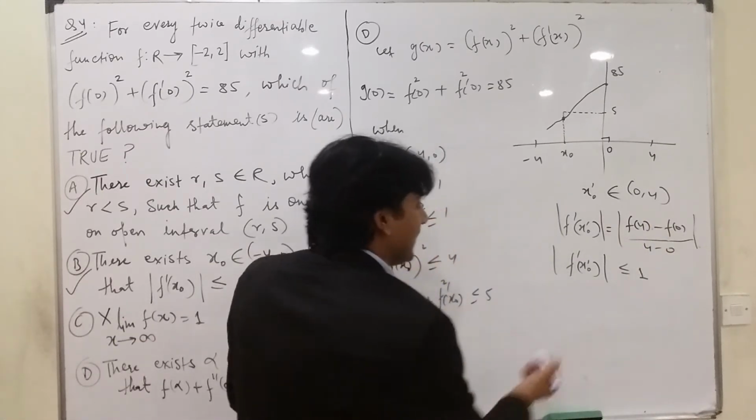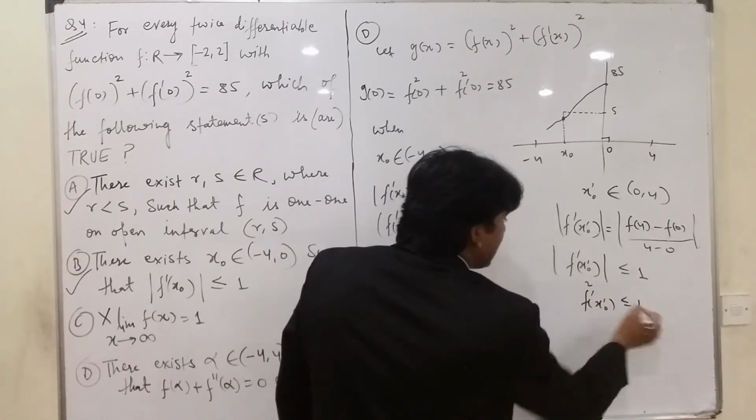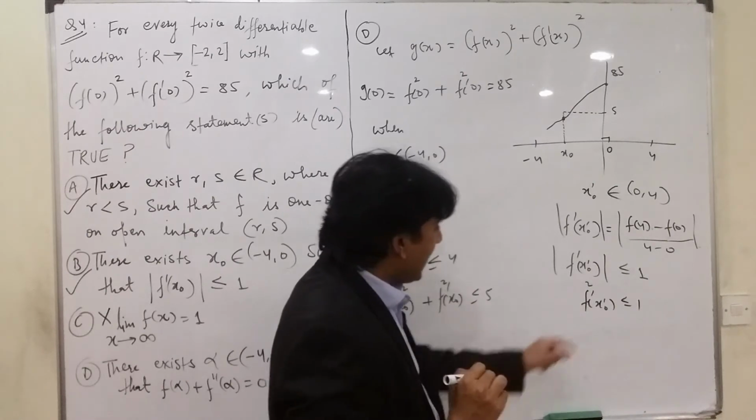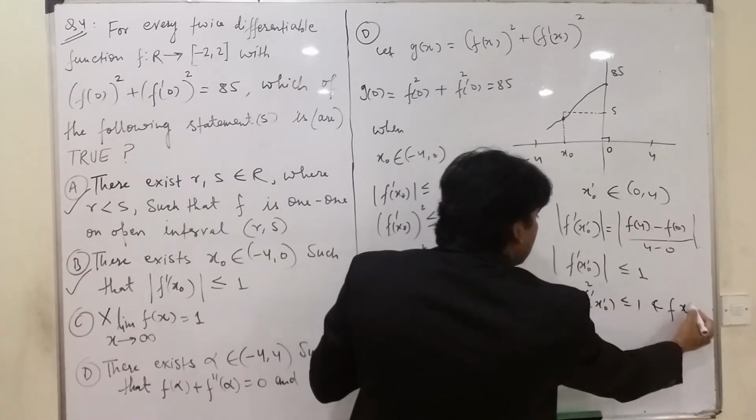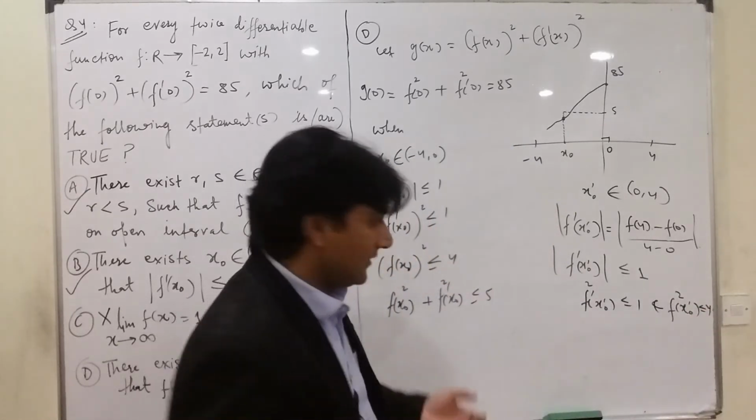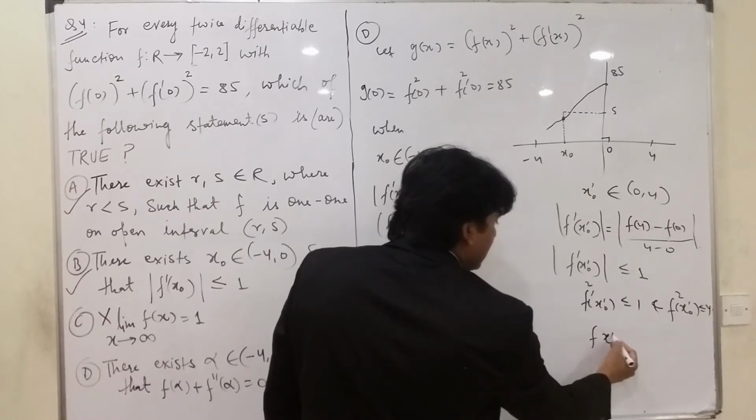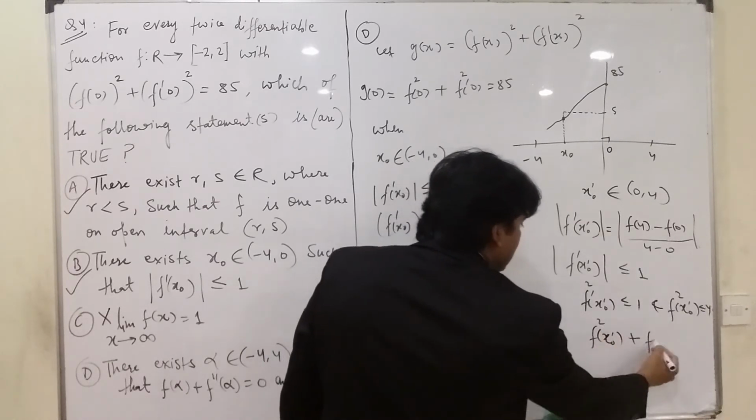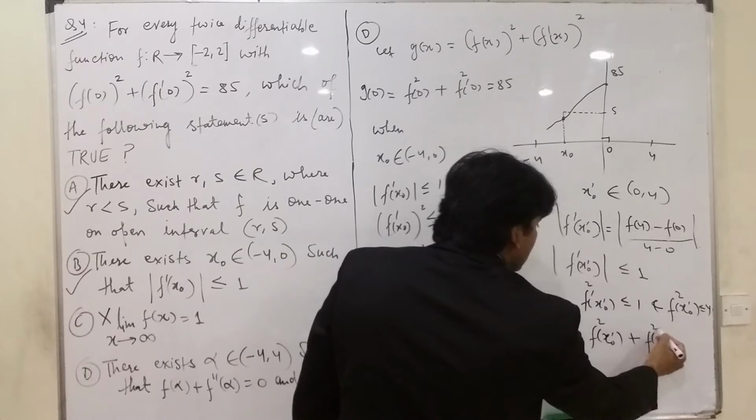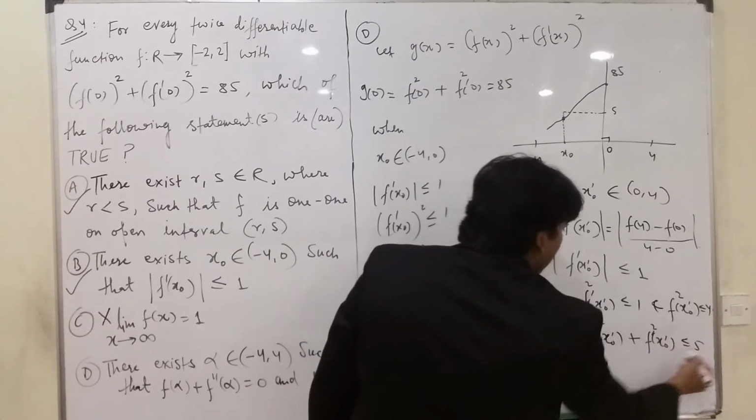So now (f'(x₀))² is less than or equal to 1, and (f(x₀))² is less than or equal to 4. Now if we add, (f(x₀))² plus (f'(x₀))² is less than or equal to 5.